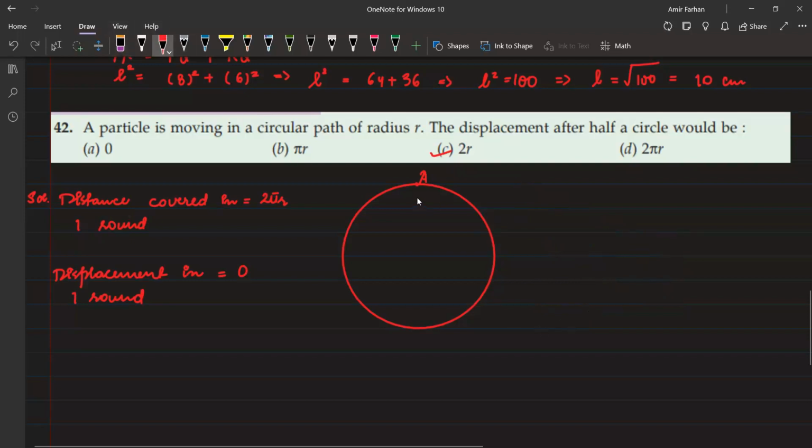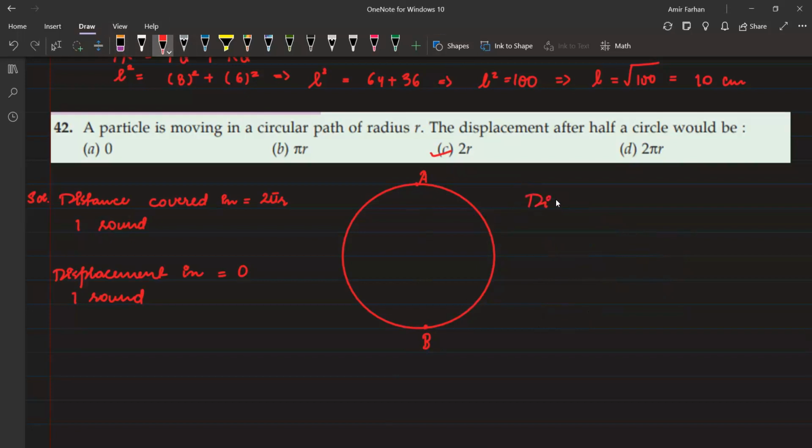Now let's talk about the half circle. So now it's time to take the half circle, Ayaan. If I've started here and this is the B point, and at B point I go on the circumference, what will be the value of the distance of the half circumference? Absolutely right, pi r.